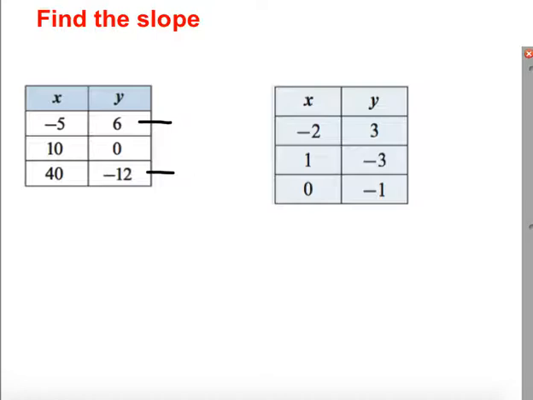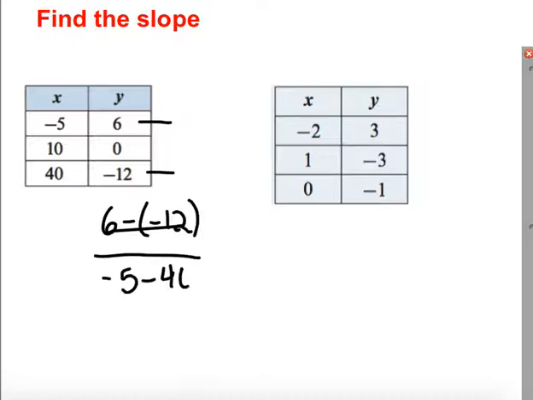Doesn't matter. And so I do 6 minus a negative 12, those are my y values, over negative 5 minus 40. And so I get 18 over negative 45. I can divide both of them by 9, so I get 2 over a negative 5.